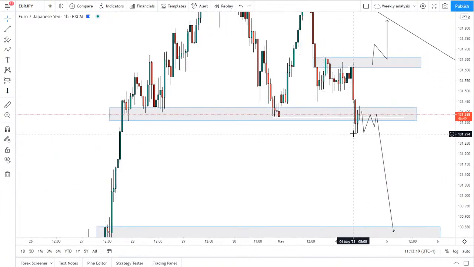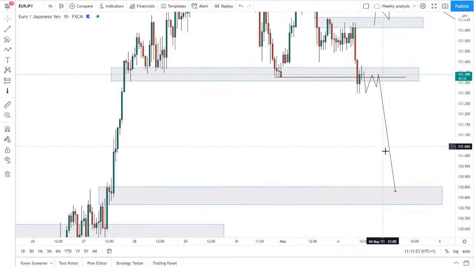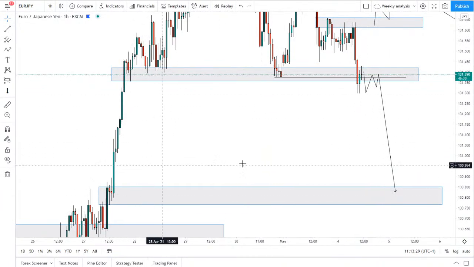If we do have that push to the downside and price does manage to get below, quickly want to change your bias, because at that point we'll probably see a nice dump to the downside, back into that area there, and probably just fill that range to the downside.